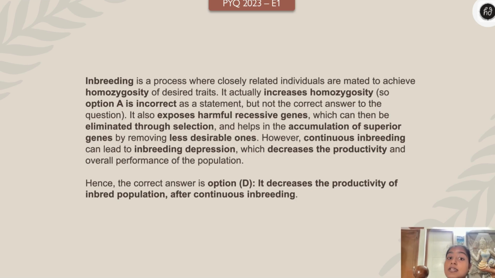It also exposes harmful recessive genes which can be eliminated through selection, and helps in accumulation of superior genes by removing less desirable ones. However, continuous inbreeding can lead to inbreeding depression, which decreases the productivity in the overall population, right? So option D, it decreases the productivity of the inbred population after continuous inbreeding, is not an advantage, okay?